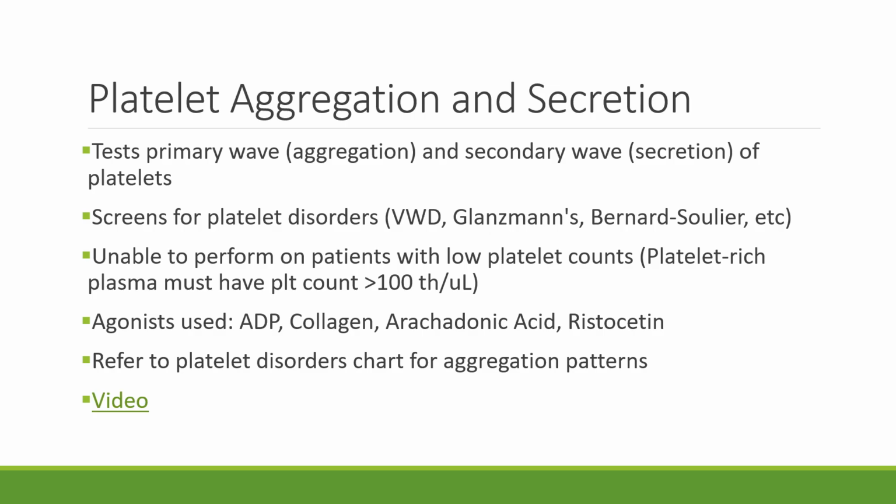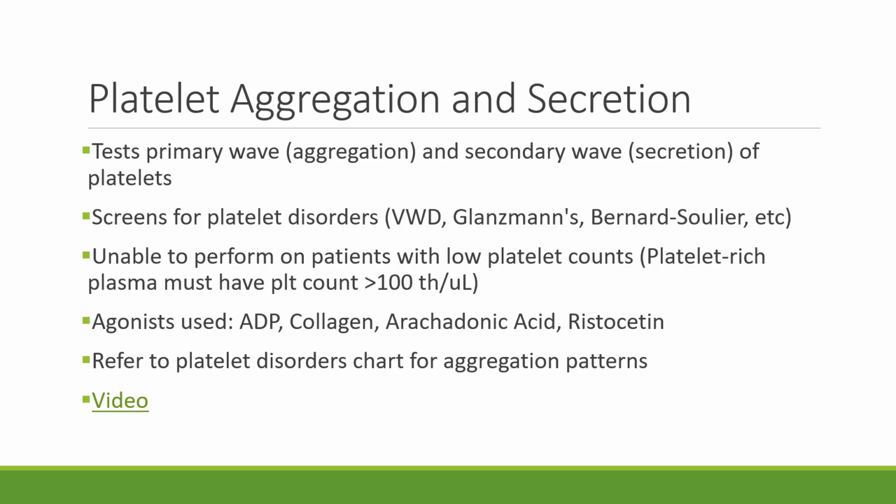And again, this platelet aggregation test is going to be very specific. It's going to show us patterns of aggregation that are specific to certain platelet disorders like von Willebrand's disease, Glanzmann's, Bernard-Soulier, and there are a couple of others as well. Unfortunately, we can't perform this on patients with low platelet counts because obviously if there are no platelets there, we can't really measure their activity or their function. And we do have to use platelet-rich plasma, so that platelet-rich plasma has to have at least 100 platelets or more.